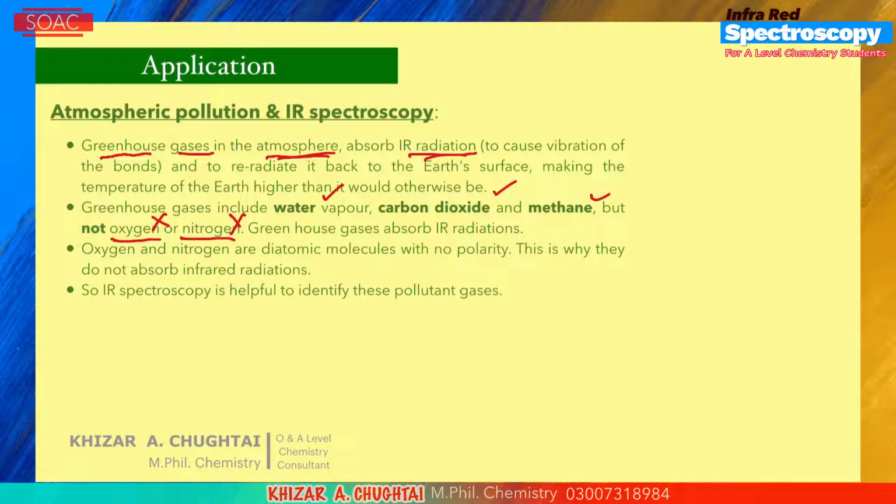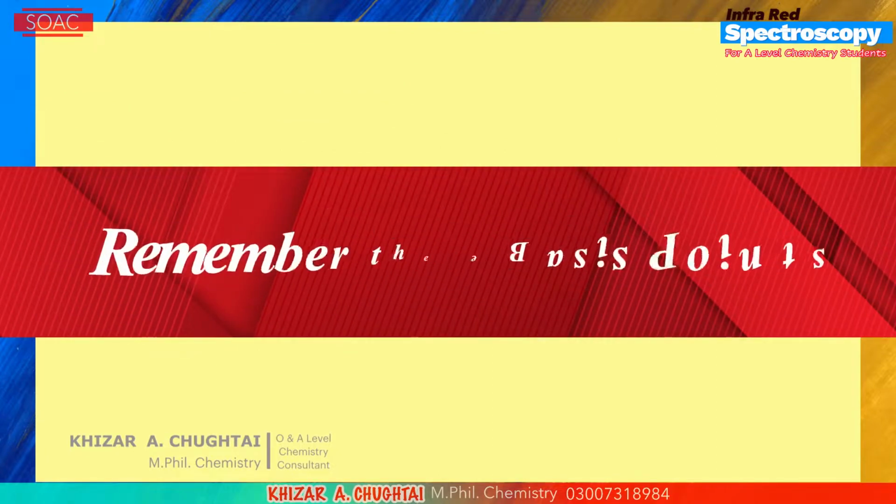Why can oxygen and nitrogen not be detected by IR radiation or IR spectroscopy? Because they are non-polar gases. They have no polarity. Oxygen and nitrogen are non-polar gases, so they cannot be checked with the help of IR radiation. Once again, IR radiation is quite helpful to diagnose the pollutant gases in the atmosphere.